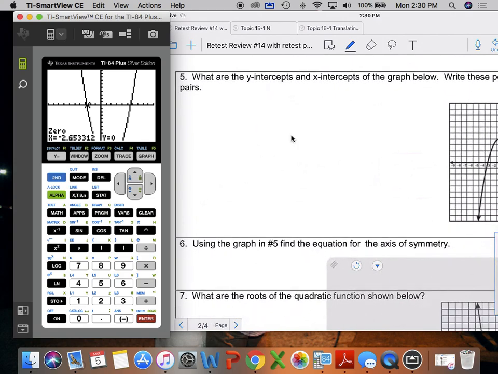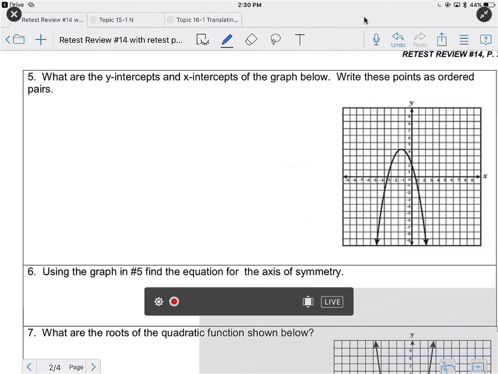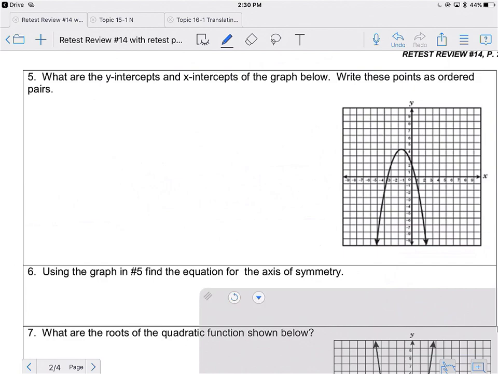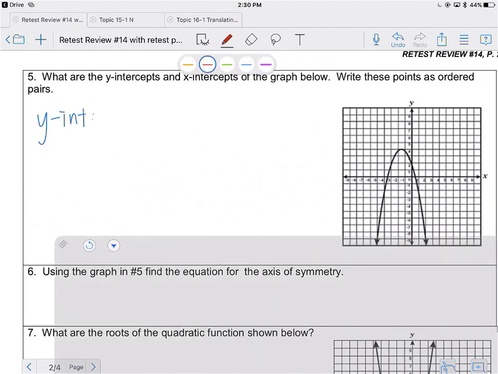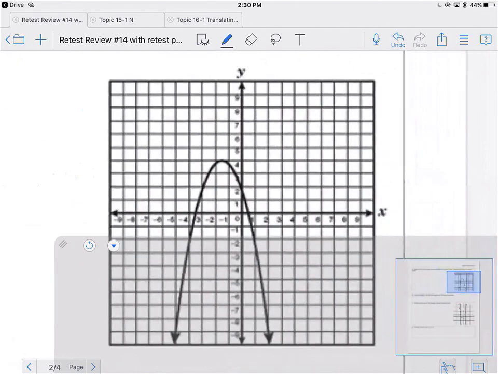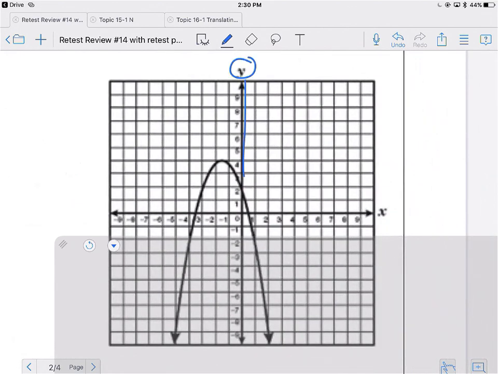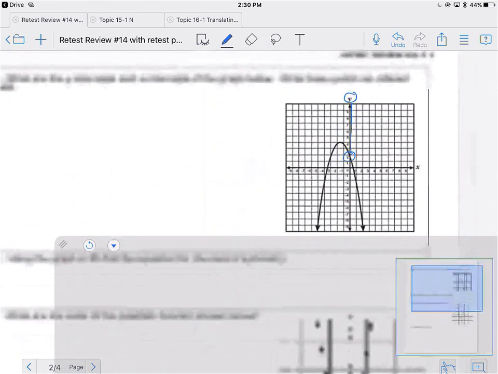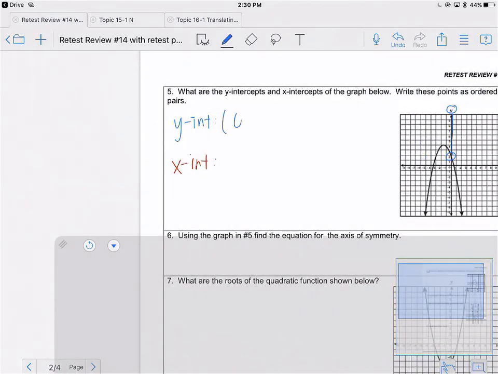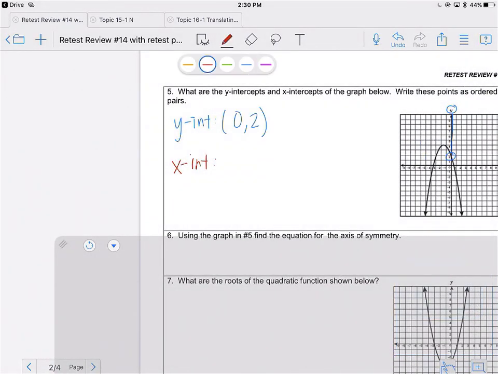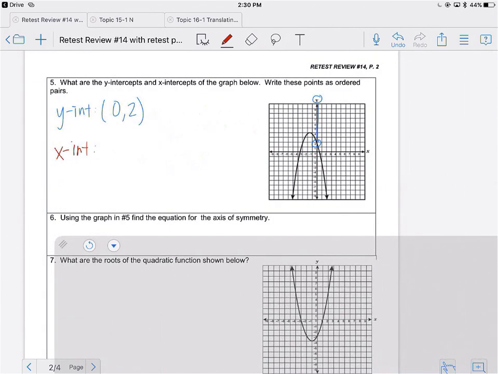Problem 5, we don't need the calculator because they gave us a graph, so they ask me for the y-intercepts and the x-intercepts. These are going to be two different things, so I will color code them so we can see them better. Y-intercept is where it crosses the y-axis. This is my y-axis. It crosses here at 2. So that is the point (0, 2). Remember, the word intercept is really fancy for the other number is 0.